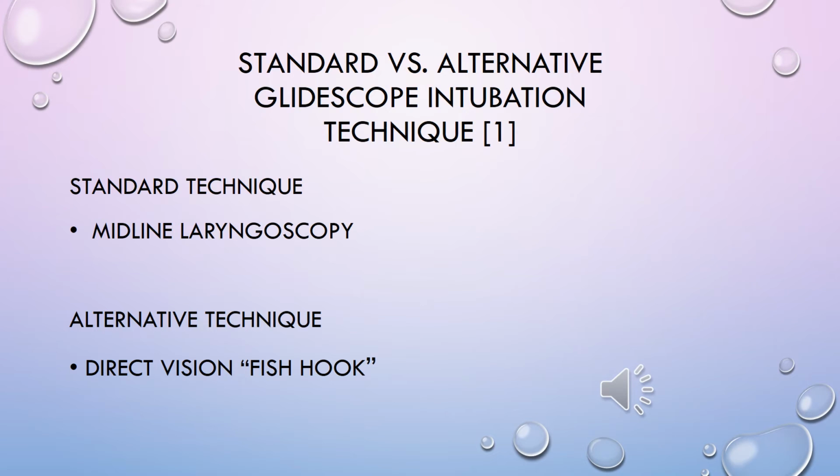The alternative Glidescope intubation technique has been described for cases in which there is limited mouth opening, a big tongue, or other anatomical impediments. In these cases, the ETT is inserted under direct vision as a fish hook at the side of the mouth before the Glidescope blade is introduced into the oral pharynx.